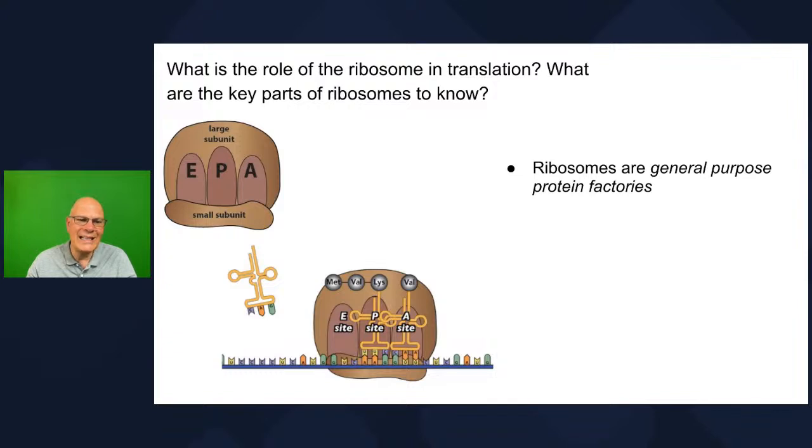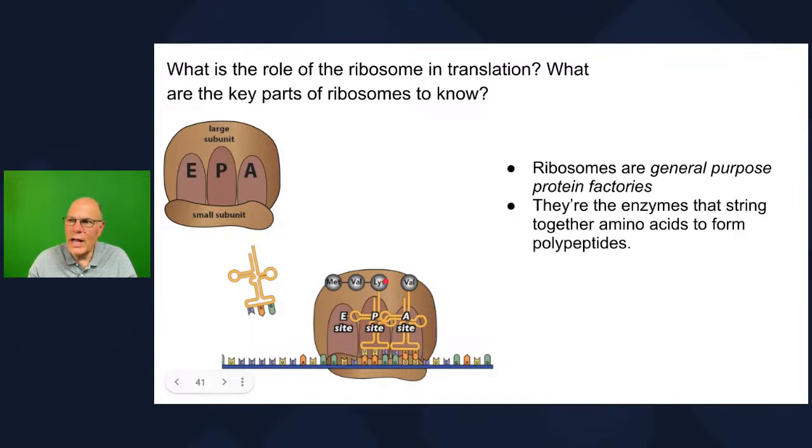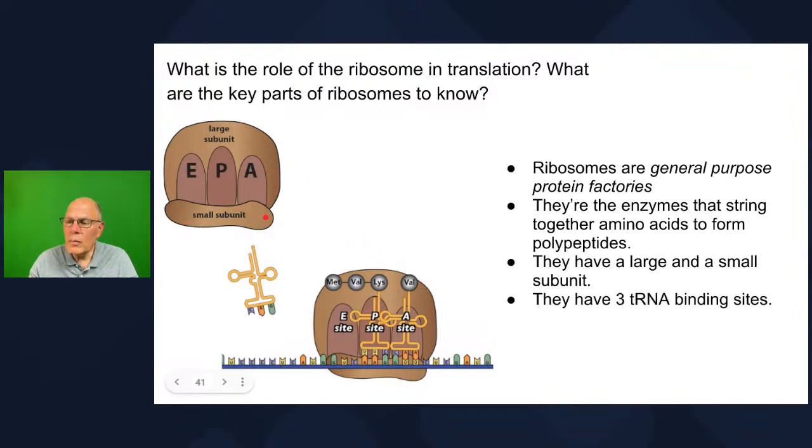I think of it as a little nanoscale robot. Basically, it uses the information in this tape, which is mRNA, to determine which amino acids are going to be strung together in a polypeptide. You can think of ribosomes as enzymes that string together amino acids to form polypeptides. They have a large and small subunit and three tRNA binding sites.